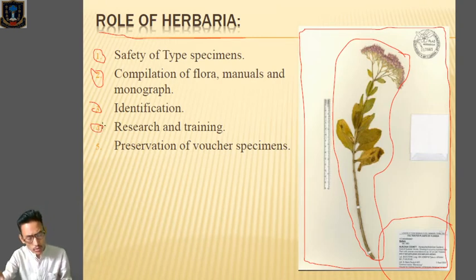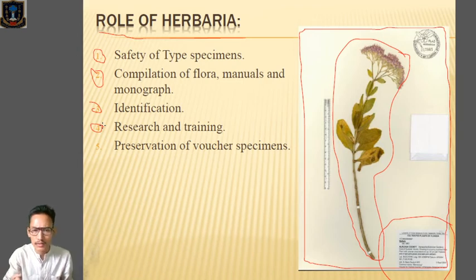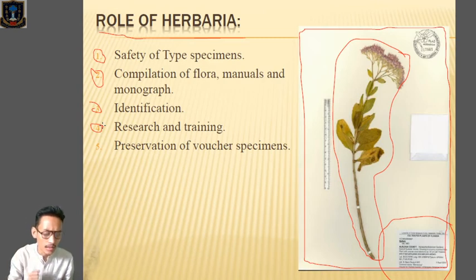Next one is research and training. Herbarium also plays an important role for the research scholars in plant taxonomy. Through the help of those herbaria, we can get the general information regarding the morphology of the plant, the structures, their distribution, that means the habitat in which they are found, and whether the plant is endangered or not. All this information we can collect from the herbarium.